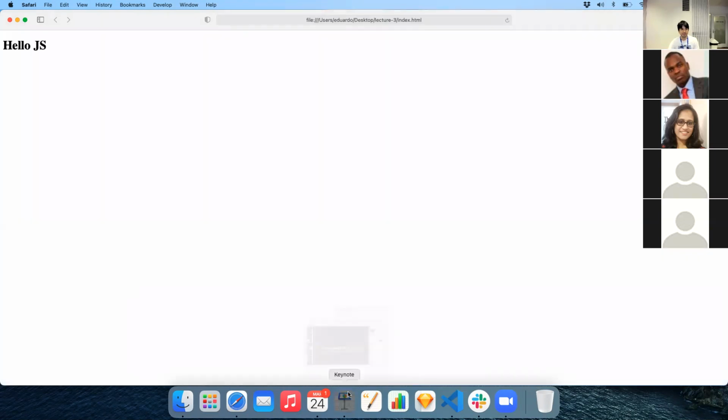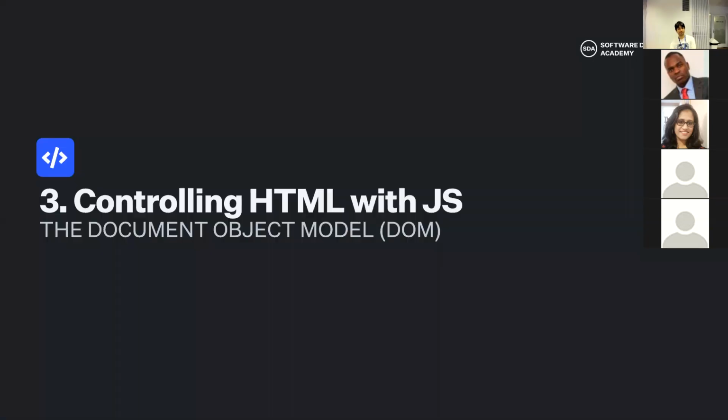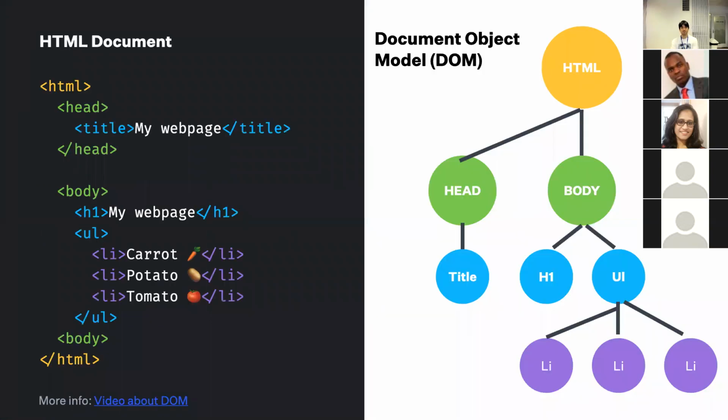So let's continue. Controlling the HTML with JavaScript. But before we start playing around with the code, we need a little bit of theory to learn about the Document Object Model, or DOM. What is this? If you are into front-end development, you probably already heard about it. On the left, you can see an HTML document, and you can see all the tags are painted, so you can see the hierarchy.